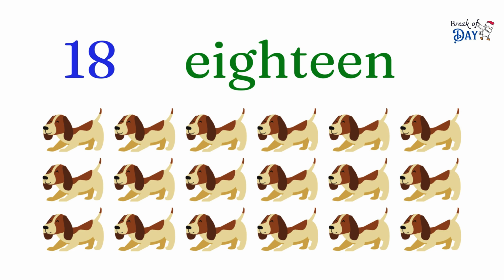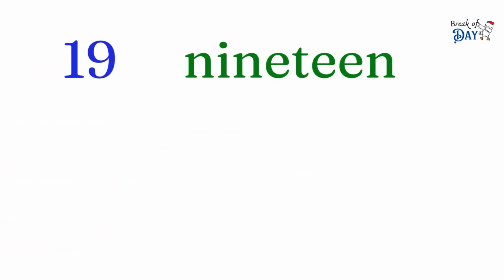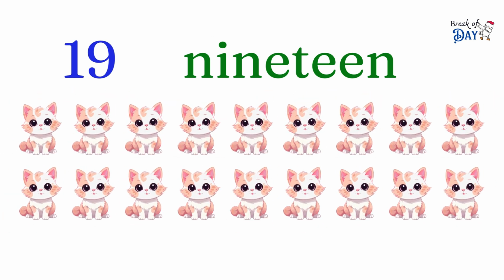Okay, count the dogs with me. Start. 1, 2, 3, 4, 5, 6, 7, 8, 9, 10, 11, 12, 13, 14, 15, 16, 17, 18. How many dogs are there? There are 18 dogs here. This is number 19. N-I-N-E-T-E-E-N, 19. Now on this screen you can see so many cats here.